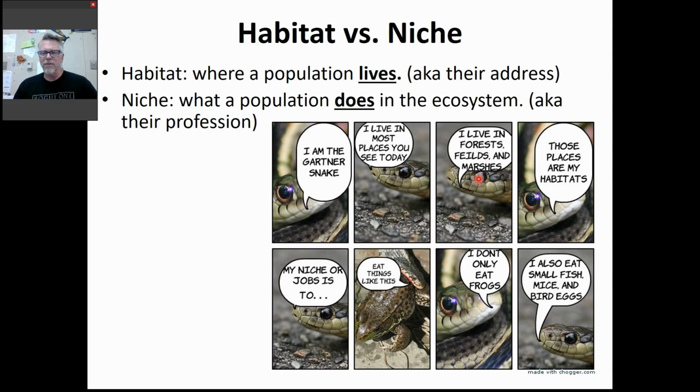Now garter snakes aren't the best spellers, so this guy misspelled the word fields. The garter snakes live in forests and fields and marshes, and that makes up their habitats. The job of the garter snake is to eat things like this frog. Of course, garter snakes don't only eat frogs, they also eat fish and mice and maybe even bird eggs. So the job of this garter snake is that of a predator. It eats other organisms. The place where it lives is the fields and forests. So that's the difference between a habitat and a niche.